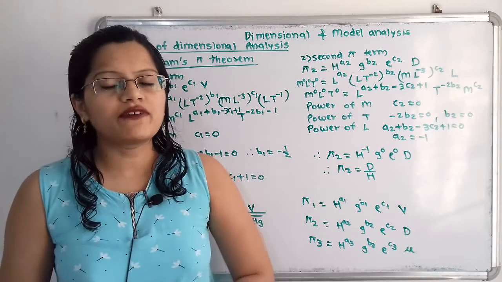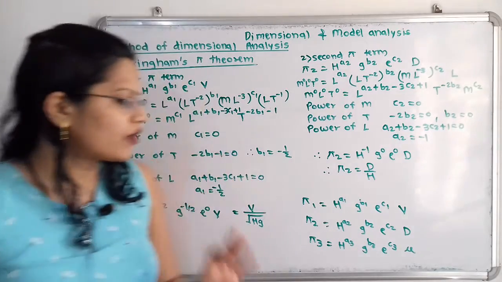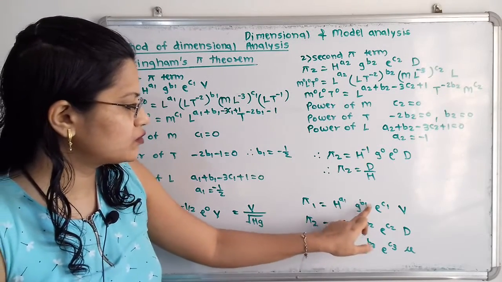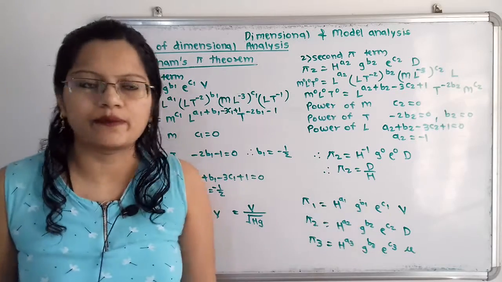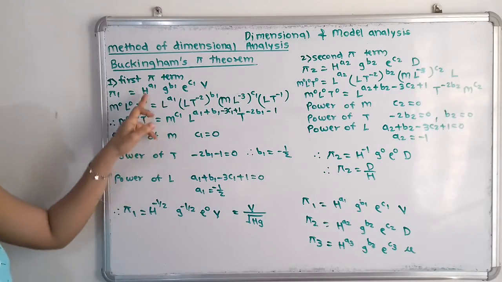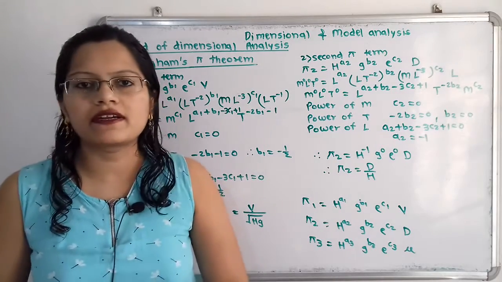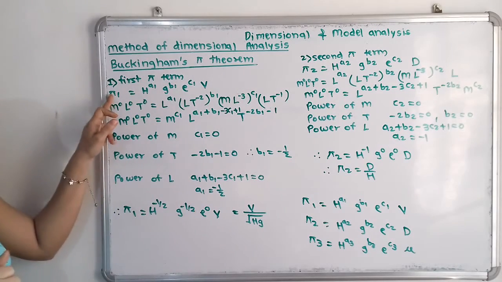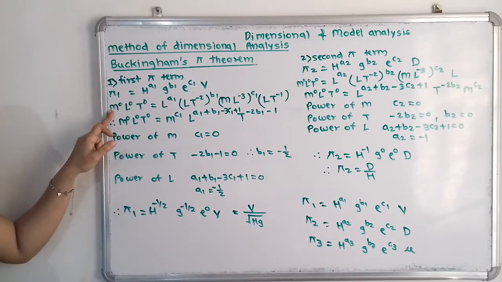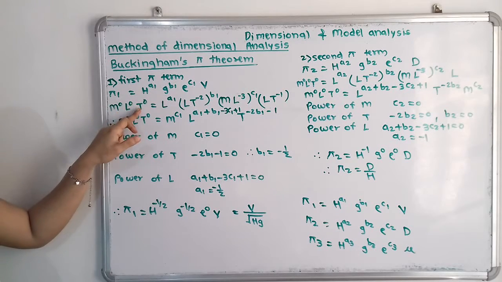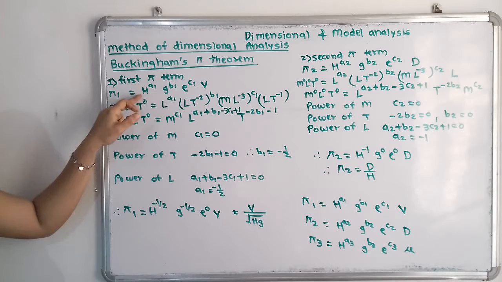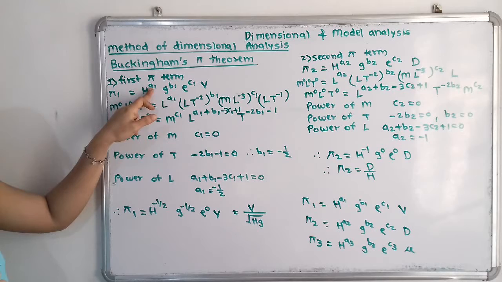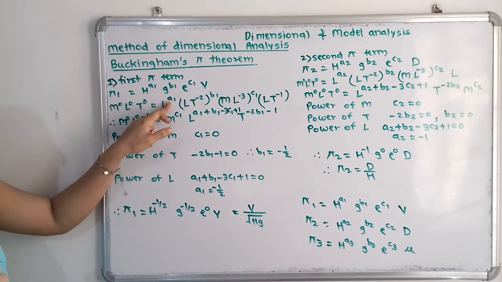Now we will find out the value of the first pi term. So what is the first pi term? Pi 1 is equal to h raised to a1, g raised to b1, rho raised to c1, into v. We have to write that, and then we have to write the dimensions in terms of fundamental dimensions. So how to write this pi 1? That is M raised to 0, L raised to 0, T raised to 0, equal to. Now h: what is the dimension of h? That is L, and the power of h is a1, so we write L raised to a1.